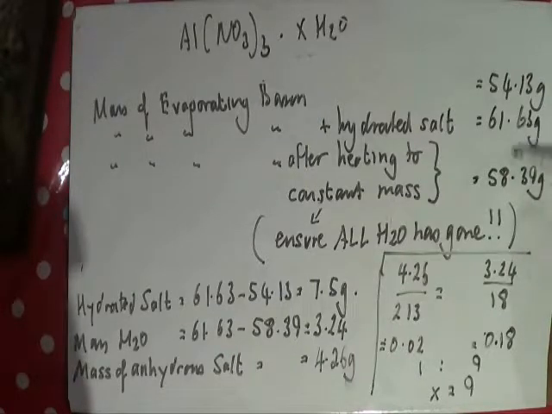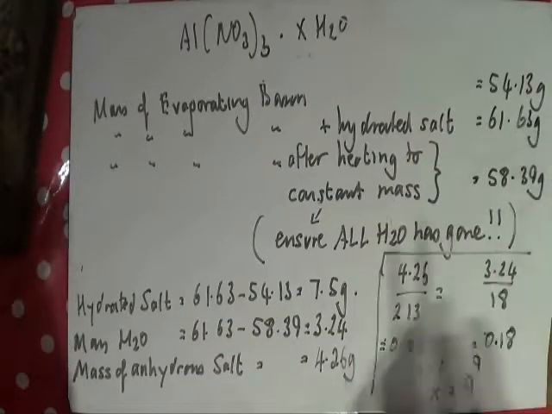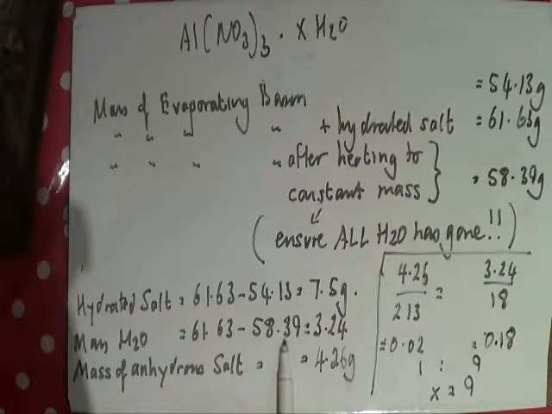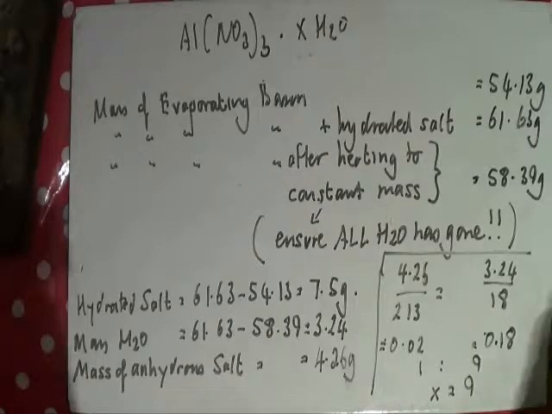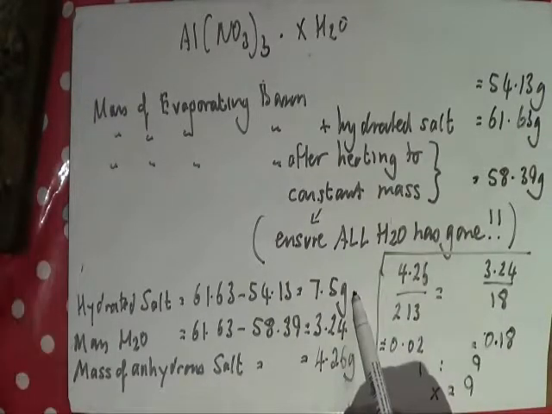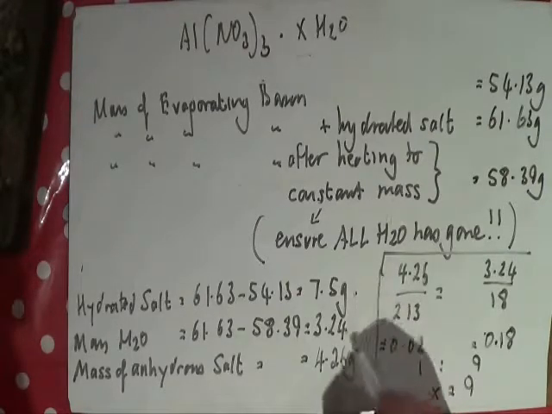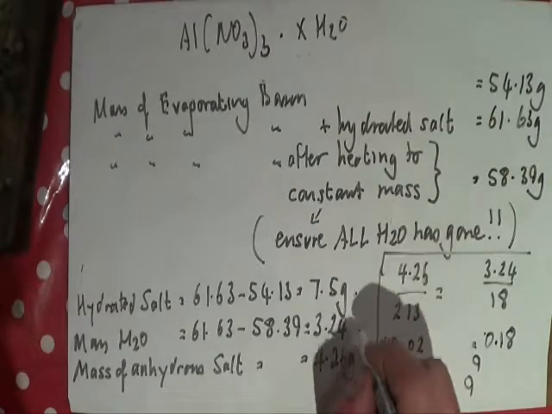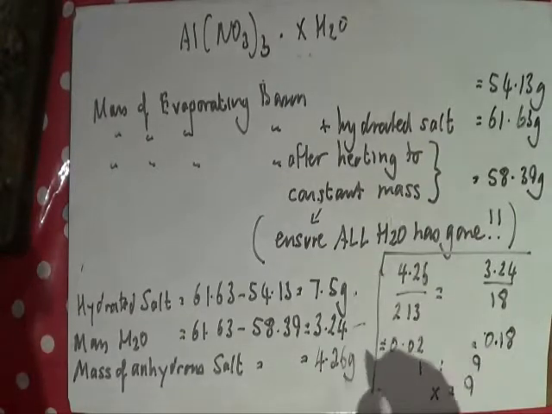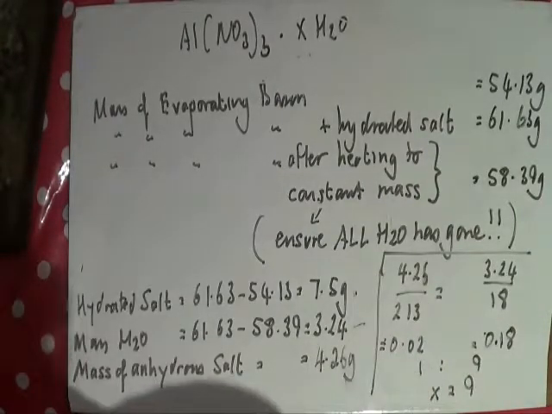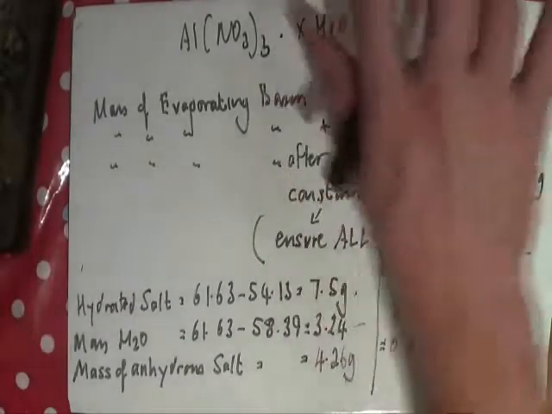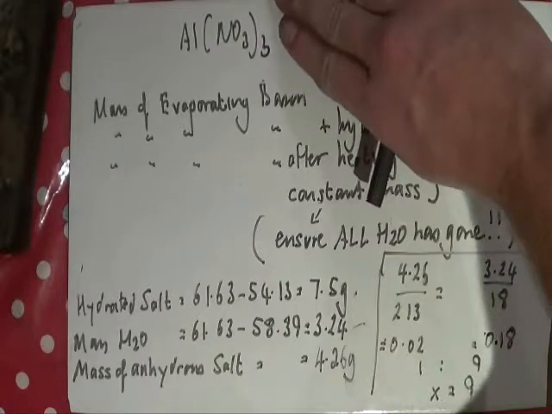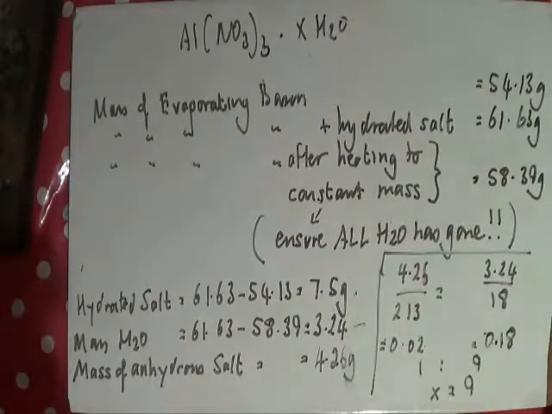So that must be caused by loss of water. The water is 61.63 minus 58.39, so we have 3.24 grams of water. Our original hydrated salt was 7.5 grams. We lost that much water, so 7.5 minus 3.24 must tell me what mass of anhydrous salt, or salt, there is without the water. So that is 4.26 grams.